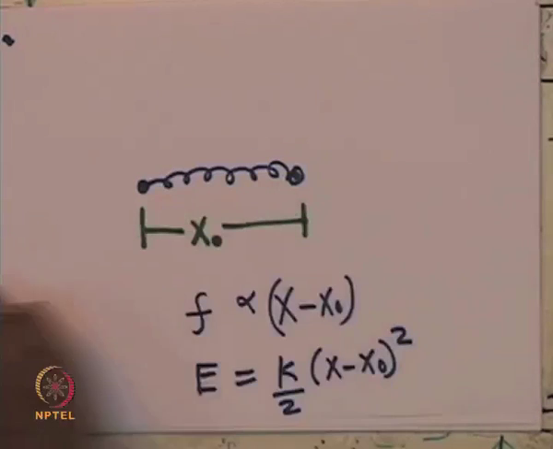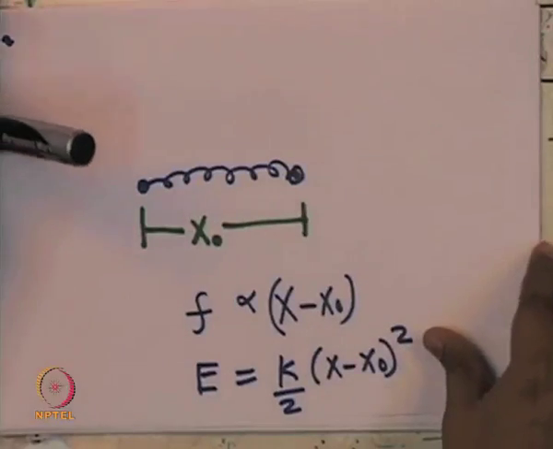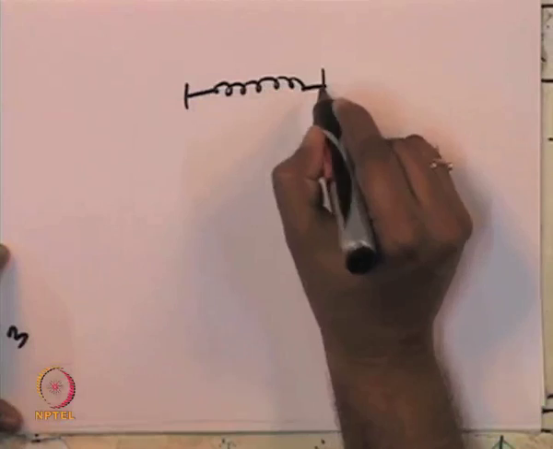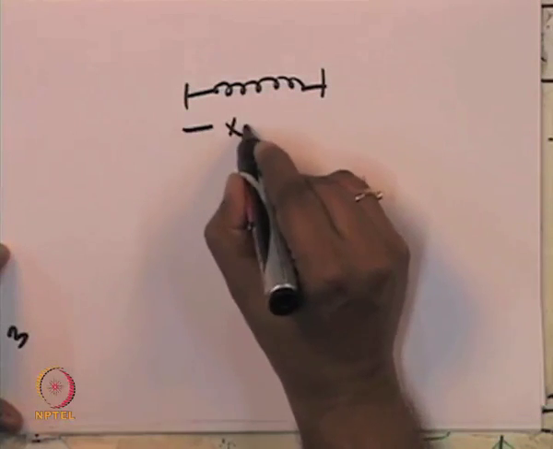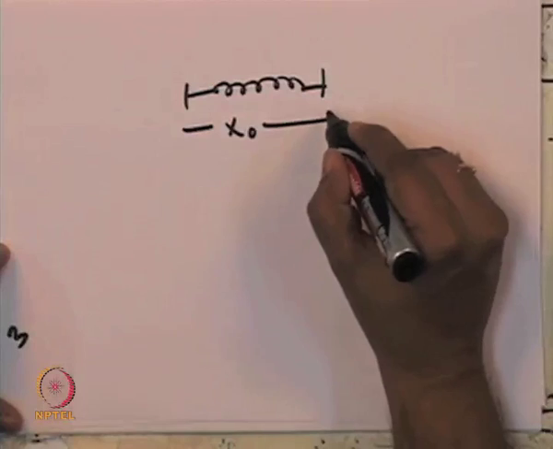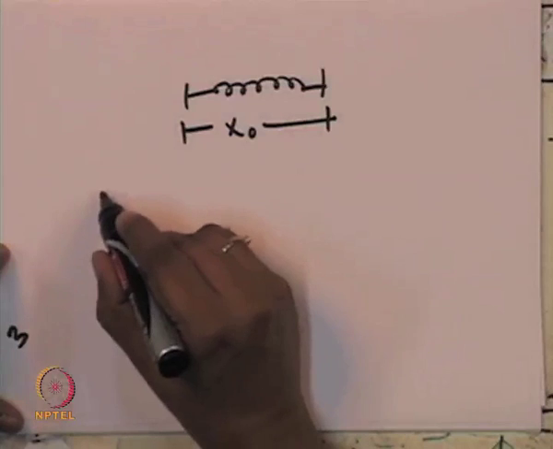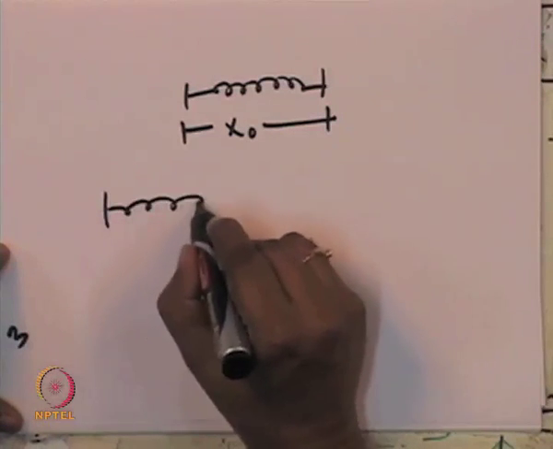I can take this particular protein and stretch it. Let us say you have a protein, so this is x 0, this is the distance x 0. Now, I can stretch this protein, the spring.